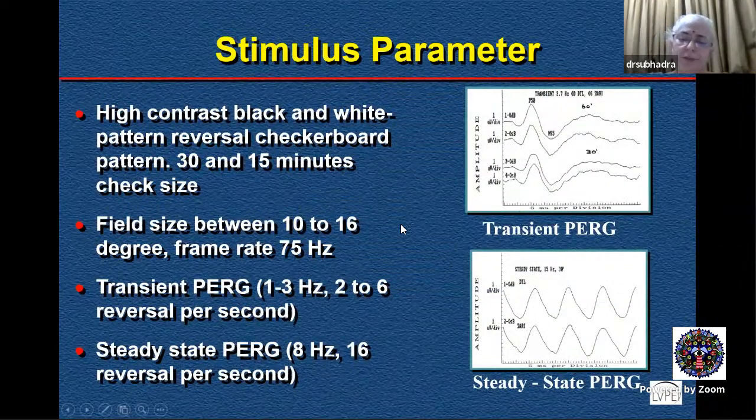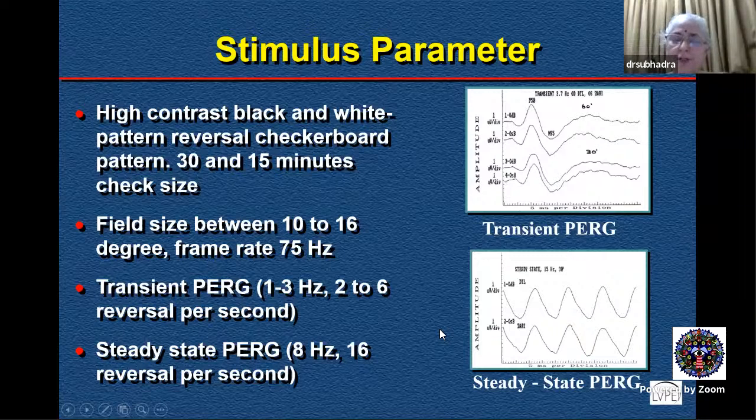So the other tests which we do, like pattern ERG: if we do the test very fast, if the checkerboard pattern is rapidly reversing, then we will get something called a steady state pattern ERG. The normal pattern ERG looks like this. When you do it fast, all the responses become coalescent and you will get something different.